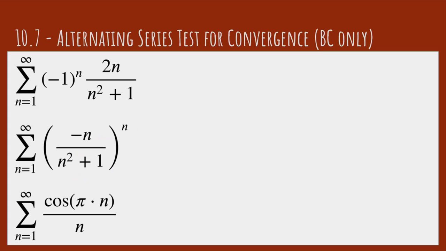This last one here isn't as obvious, but since cosine oscillates, if we take n and multiply it by pi, then what we're doing is we're taking the cosine of pi, the cosine of 2 pi, the cosine of 3 pi, and so on. So cosine of pi is negative 1, cosine of 2 pi is positive 1, cosine of 3 pi is negative 1, and that's going to bounce back and forth. So that's going to cause this series to be an alternating series, even though we don't have that negative 1 to the nth power that we can usually use to identify an alternating series. So this one's kind of disguised, but it is also an alternating series.